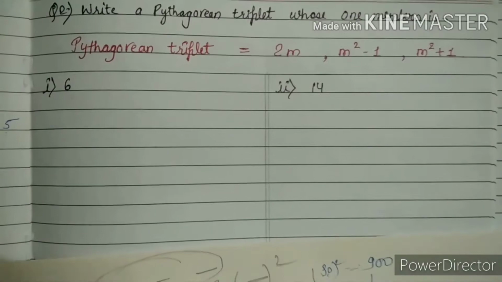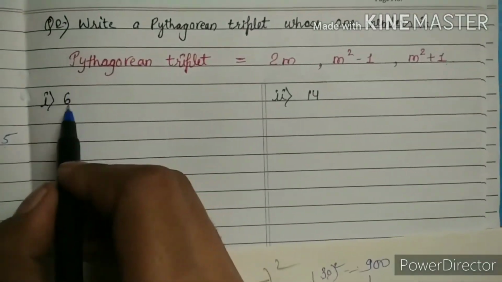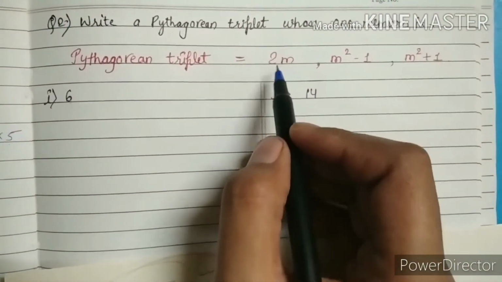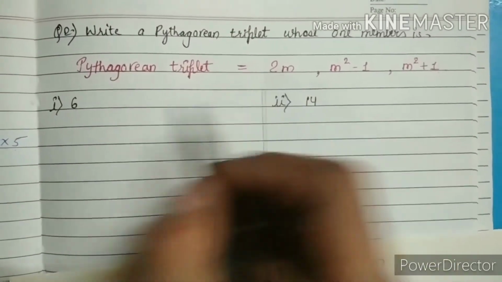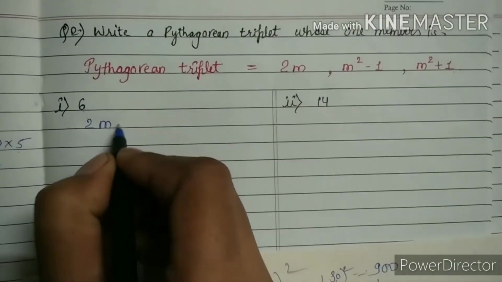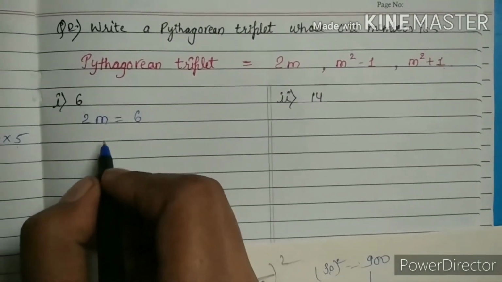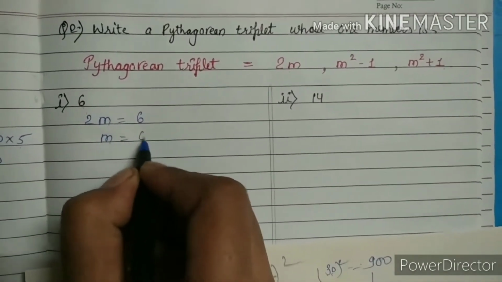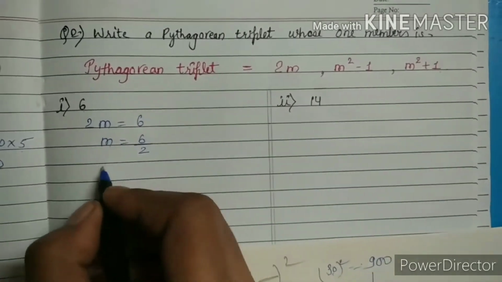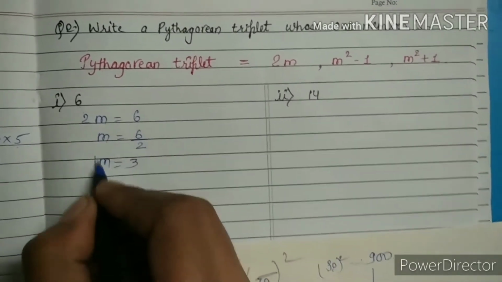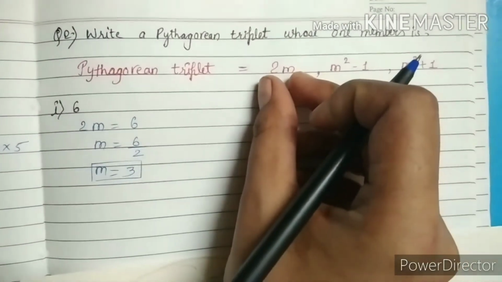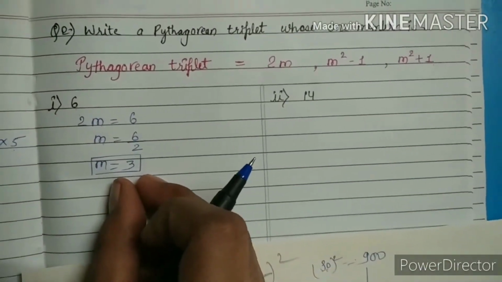Let's take 6 is equal to 2m. I am taking the value of 6 equal to 2m. Okay. So 2m is equal to 6. When we shift 2 to the downside of the 6, 6 will be divided by 2 and the m value will become 3. It means this 2m gives us the value of m.